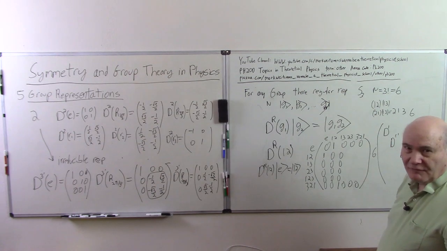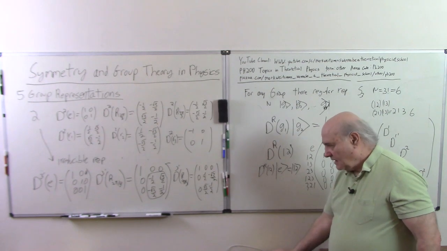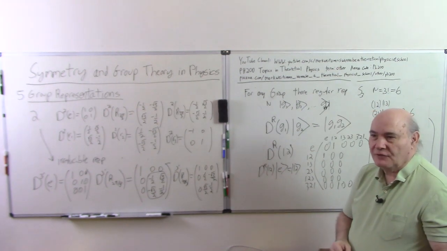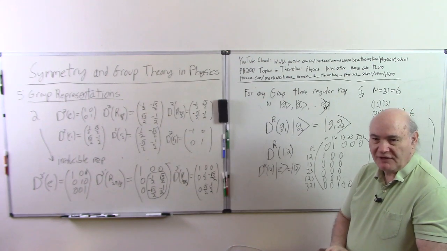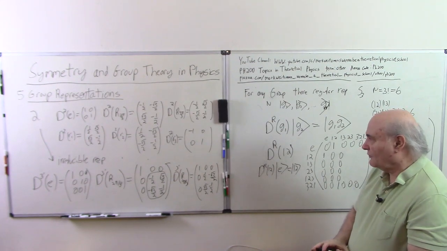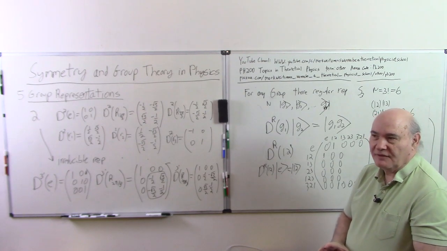So that's the regular representation. And I'll come back next time and start talking about direct product representations and tensor products. And we'll do that triangle symmetry a little bit more carefully and start showing how the physics of it works.